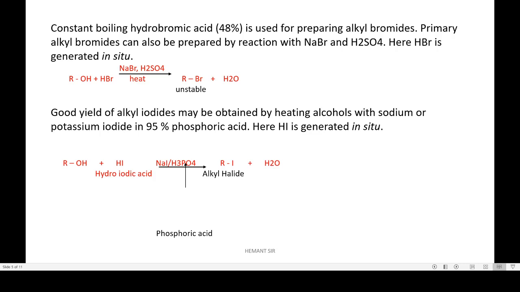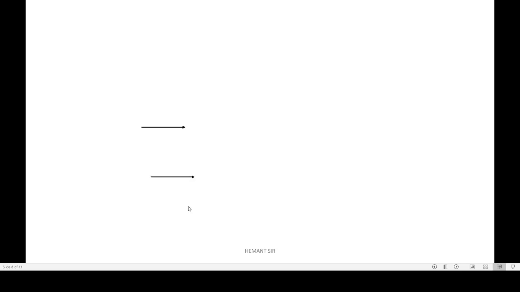Correct? Let's see the Lewis structure of phosphoric acid. This is the actual Lewis structure of phosphoric acid. Okay, let's see next.